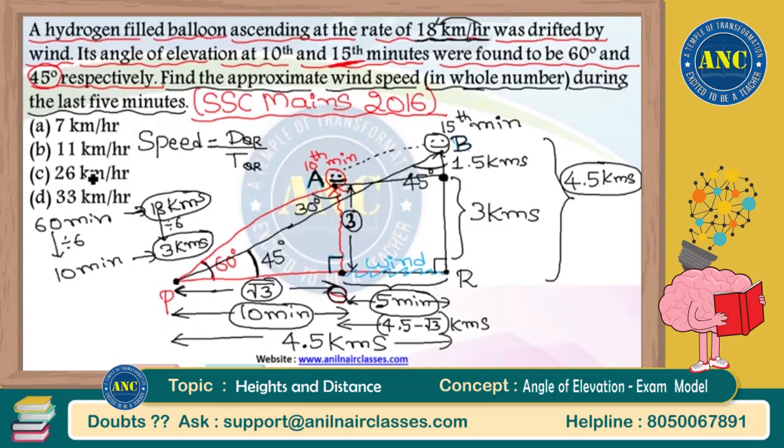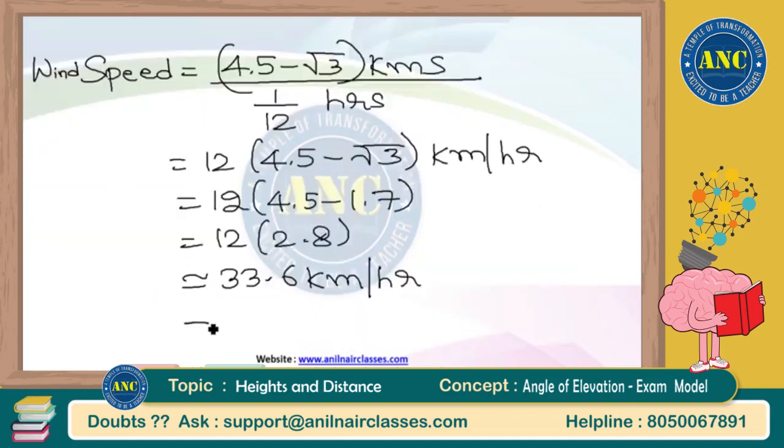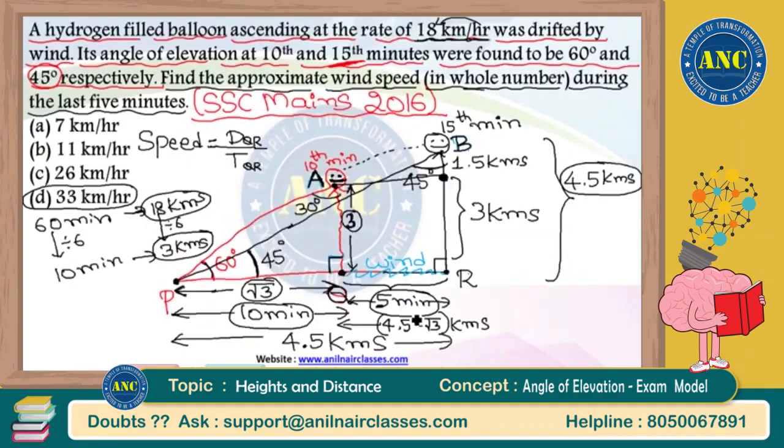Excuse me sir, I'm sorry. The nearest whole number closer to 33.6 is 33 kilometers. Answer is approximately 33 kilometers per hour. Beautiful, beautiful, extremely beautiful question, sir. Original SSC 2016 main question. Please do not ignore this kind of beautiful questions on balloon. I hope the idea is clear.